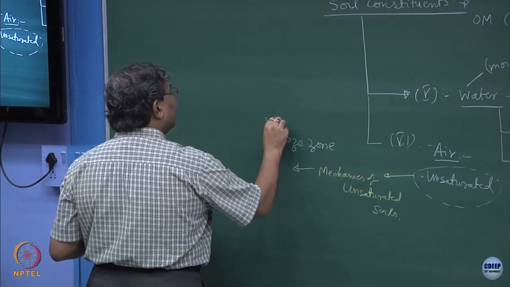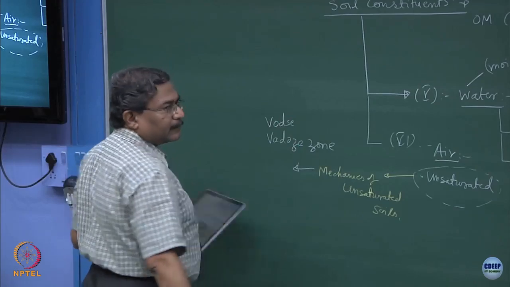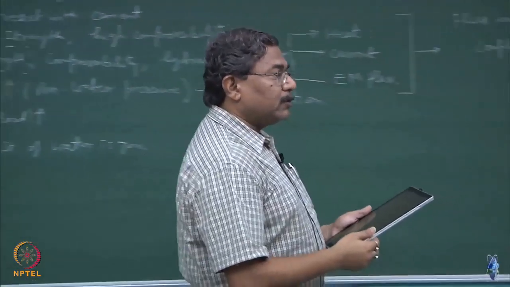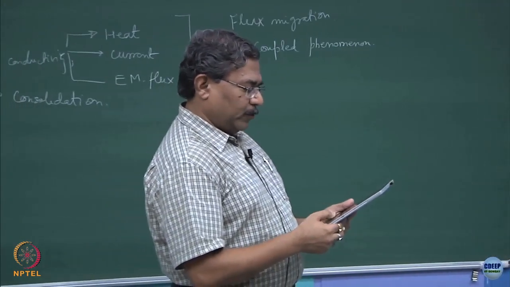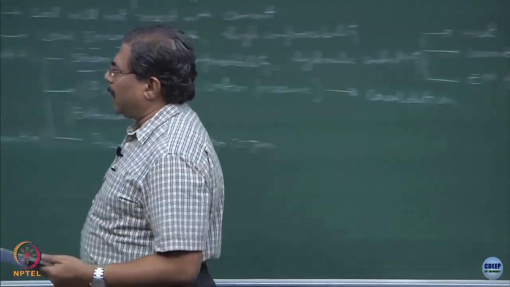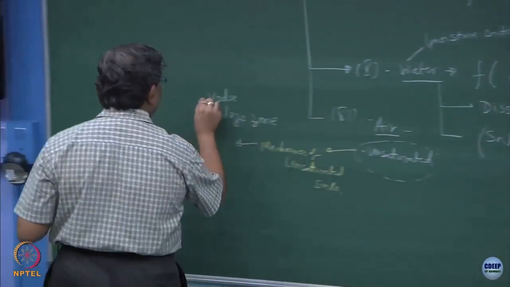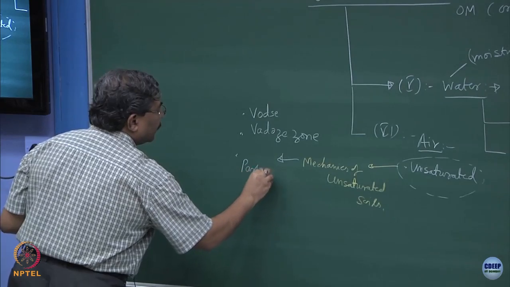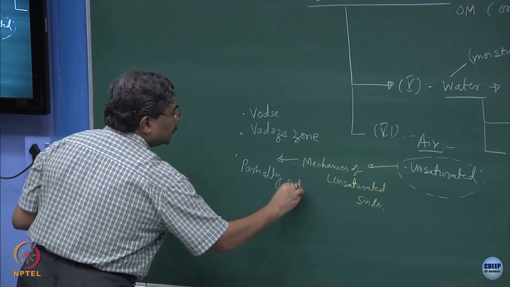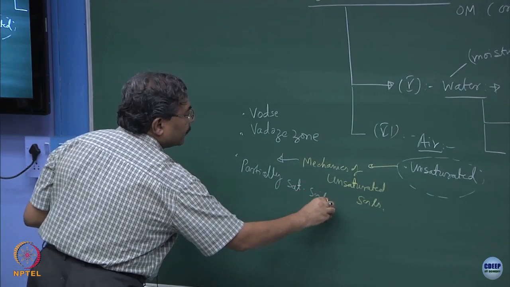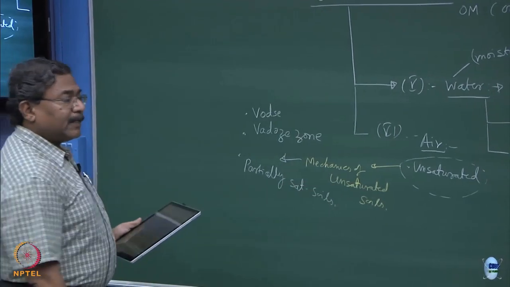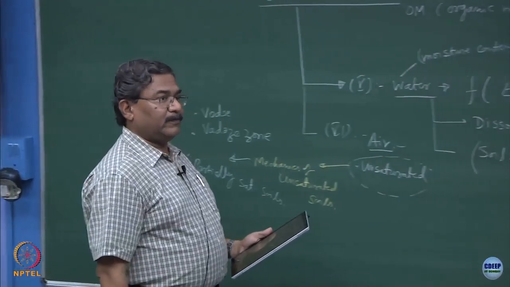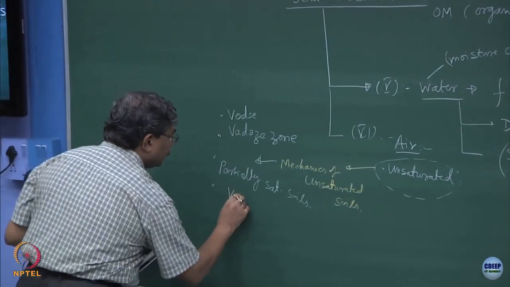Sometimes they write it as Vadose also, both are correct, do not fight with them, alright. Vadose, V-A-D-O-S-E. Sometimes we also call this as partially saturated soils. There are different names given to this, partially saturated soils. Sometimes people also call this as variably saturated soils also. All right.